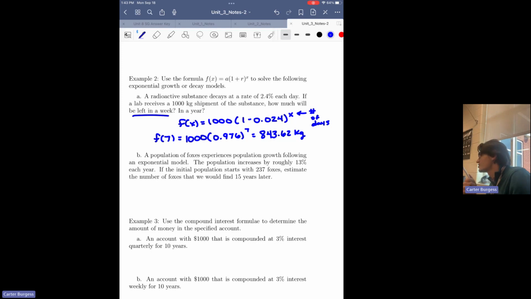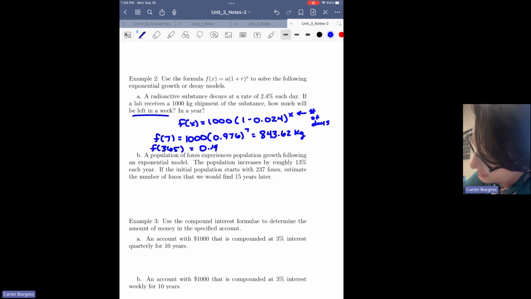All right, so that was not too bad. If I wanted to figure out what's going on after a year, what would I plug in? 365, so f of 365 is going to be exactly the same thing, but I'm replacing that 7 with a 365. And what I get from that is 0.14 kilograms.